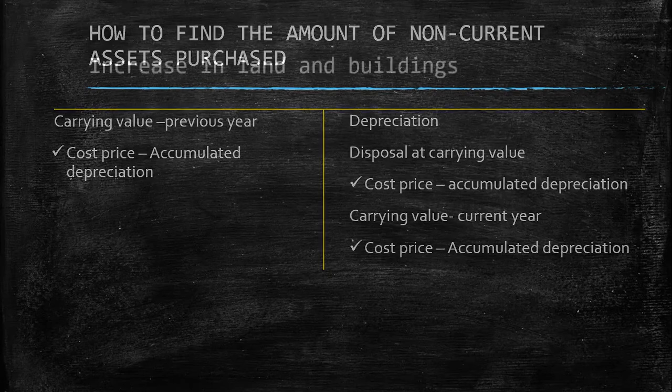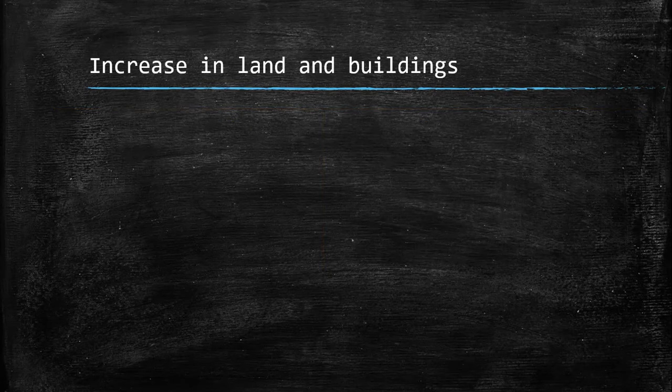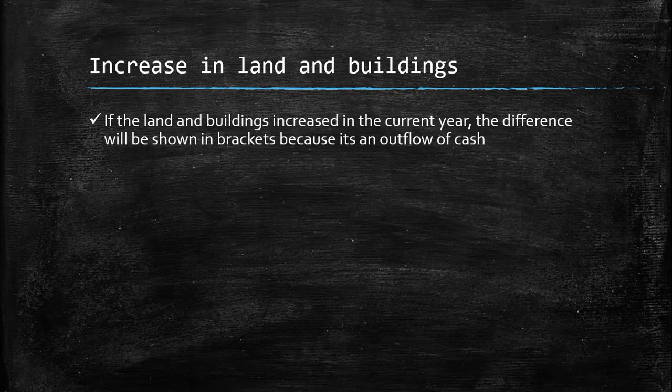Number two, what if you are also given a land and buildings amount, and there's an increase in land and buildings? If the land and buildings are increased in the current year, the difference will be shown in brackets because these represent an outflow of cash. So if you compare the previous year and the current year, and you see that the current year is bigger than the previous year, that would mean there's an increase in the value of land and buildings.